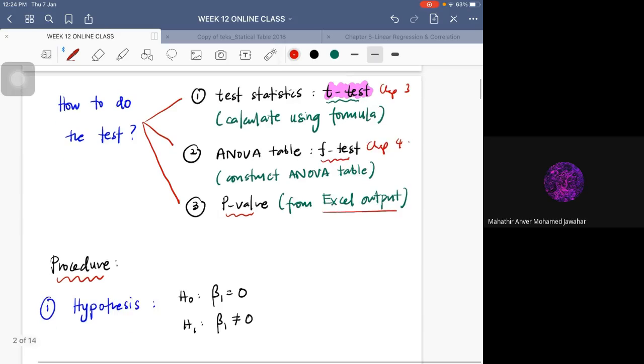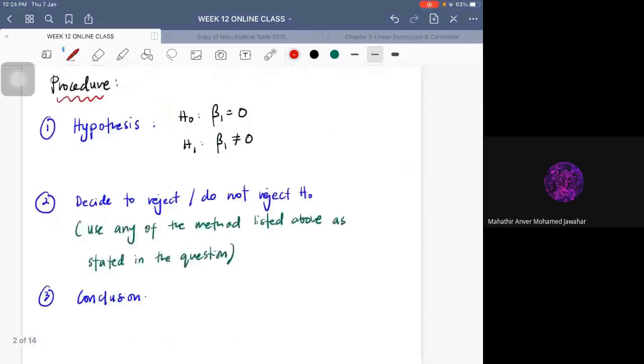So what is going to be the procedure to do the linearity test? The procedure is going to be exactly the same as what we have seen in chapter 3 and chapter 4. This is just simply hypothesis testing. Step number 1 is writing the hypothesis. The hypothesis is fixed. It is always going to be beta 1 equals 0, or no relationship, for the null hypothesis. And for the alternative hypothesis, it is always going to be beta 1 is not equal to 0, which actually means there is a relationship between x and y.